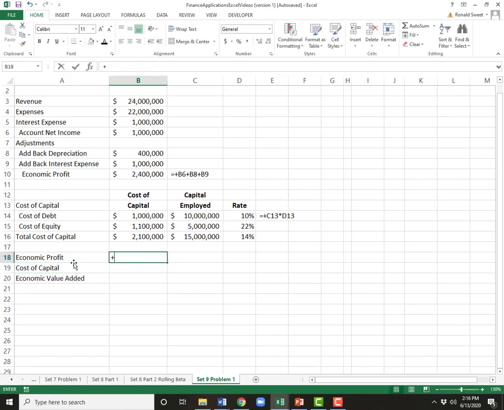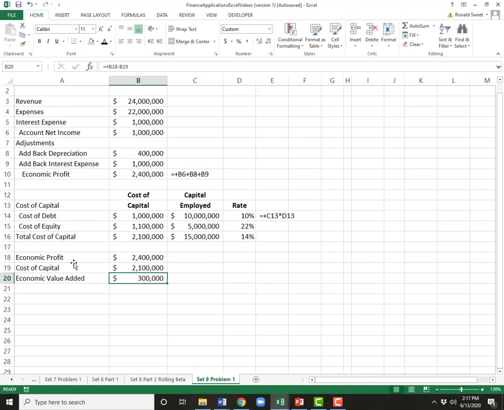So our economic profit is, I'm sorry, economic profit is 2.4 million. Our cost of capital is 2.1 million. So our economic value added is $300,000. And it's positive, so that's good. Anything greater than 0 is good.